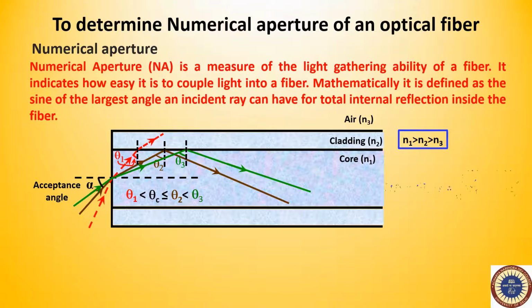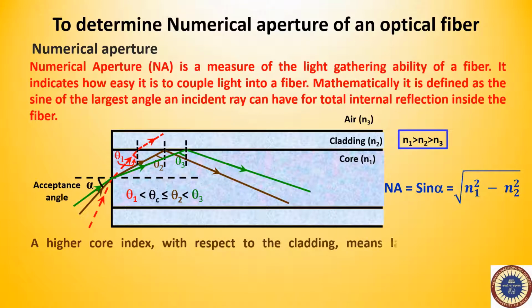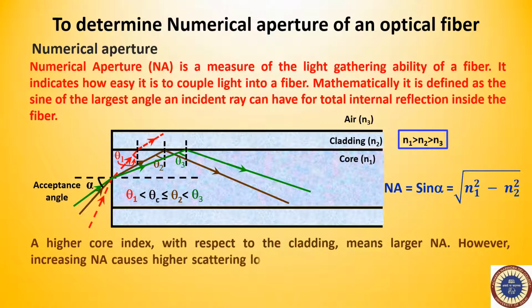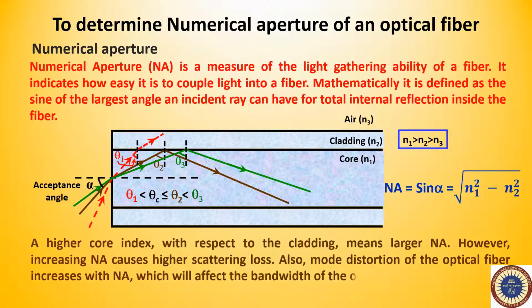Theoretically, numerical aperture is equal to sine alpha, which is equal to the square root of n1 squared minus n2 squared. This is the theoretical formula which we are not going to use, hence it is not discussed in detail here. Also, a high core index with respect to cladding means larger numerical aperture. However, increasing numerical aperture causes higher scattering loss. Also, distortion in the optical fiber increases with NA, which will affect the bandwidth of the optical fiber.